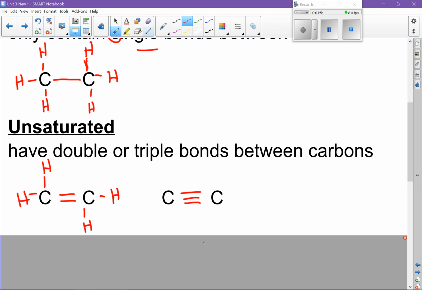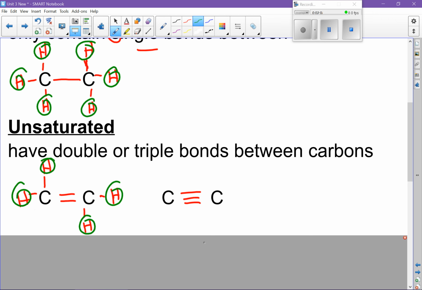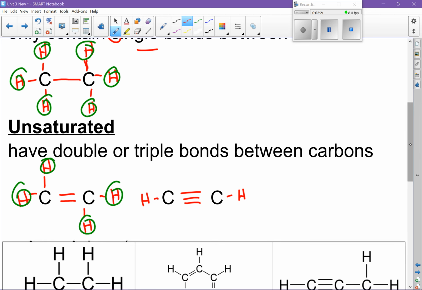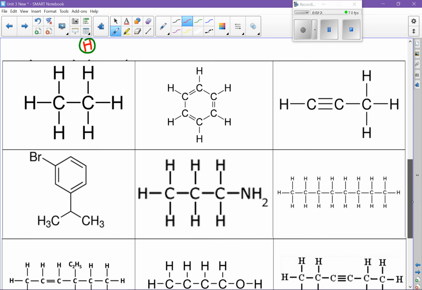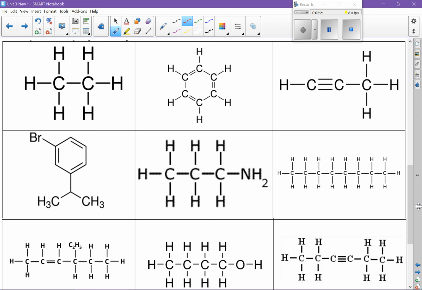But notice up here in my saturated compound I had 1, 2, 3, 4, 5, 6 hydrogens. Here I only have 4, right? So it's not as full of hydrogens as possible. On this compound, I can only have a couple of hydrogens. So what you need to do now is look at these examples on the bottom. If you see a single bond, it is saturated. If you see even one double or triple bond, it is unsaturated. Try to identify them right now, and then I'll compare answers with you.